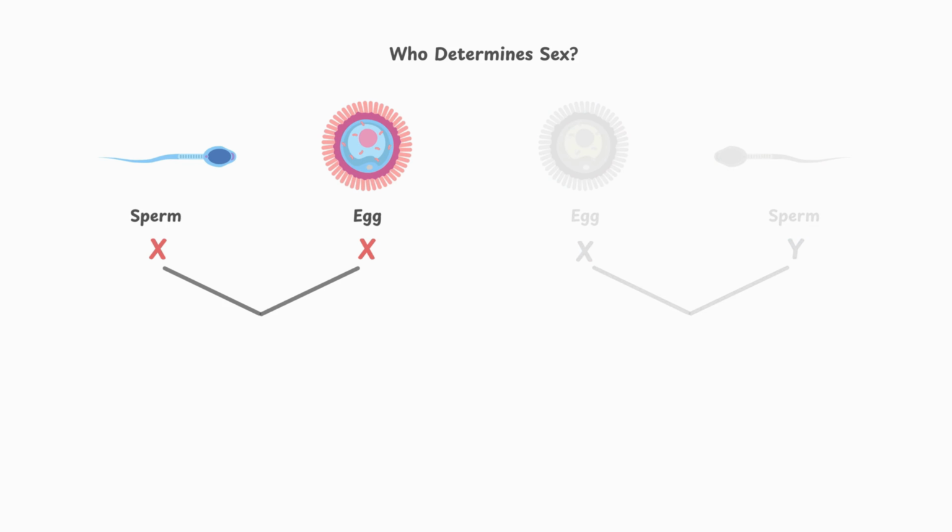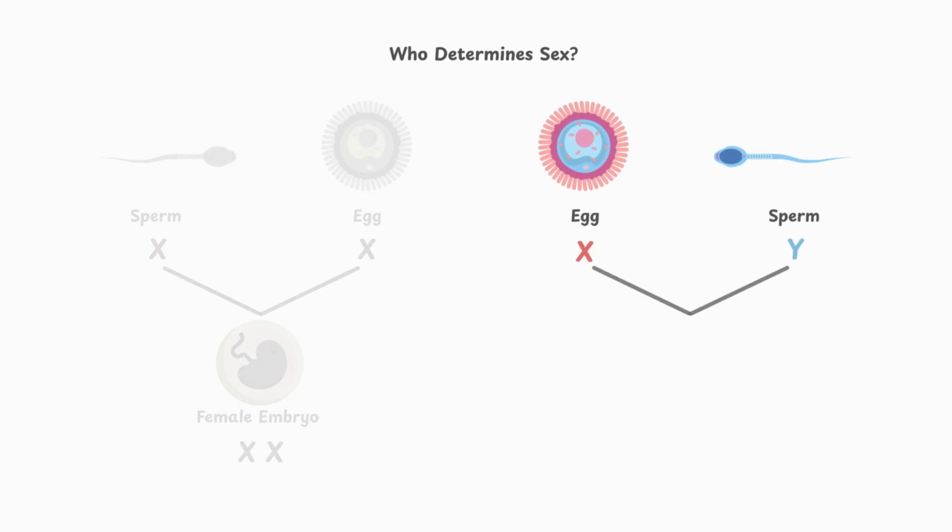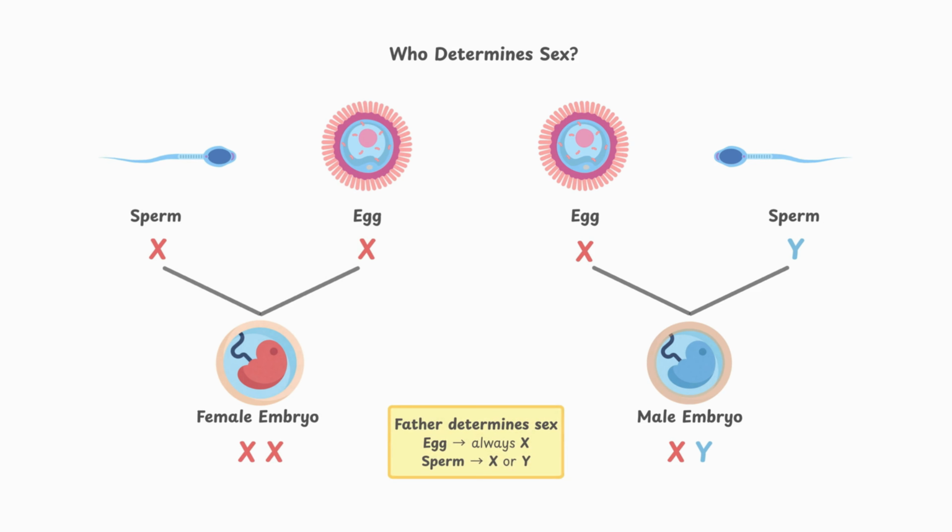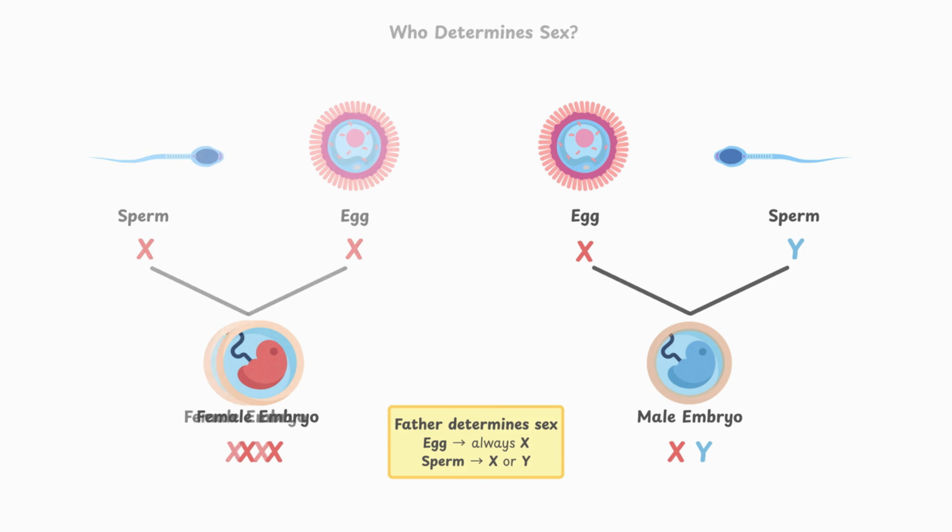If an X-carrying sperm fertilizes the egg, the embryo will receive X from the mother and X from the father. This creates XX, which develops into a female embryo. If a Y-carrying sperm fertilizes the egg, the embryo will receive X from the mother and Y from the father. This creates XY, which develops into a male embryo. This is why the father plays the key role in determining sex. The mother always provides X. The father provides either X or Y, so the sperm cell is the deciding factor.